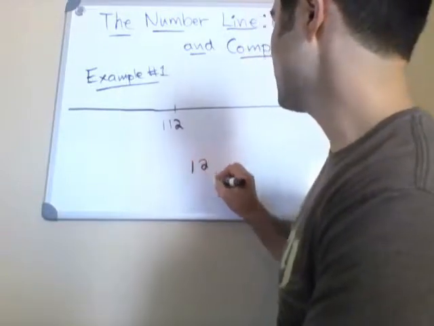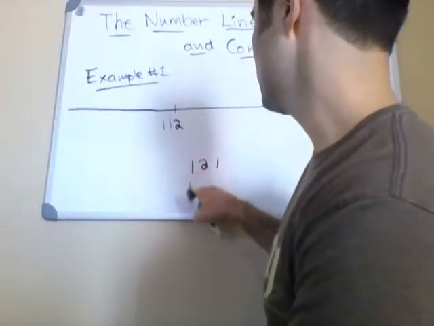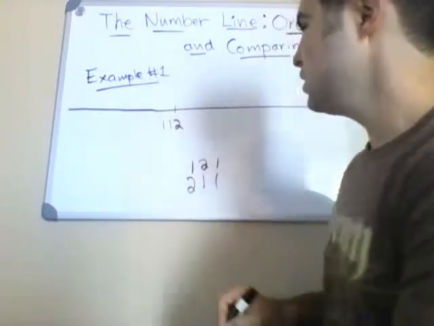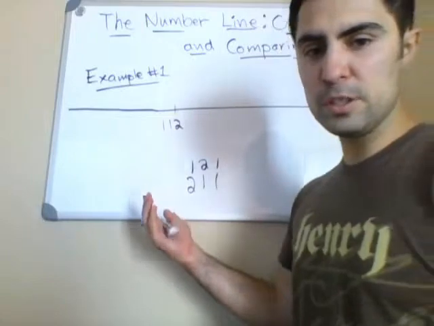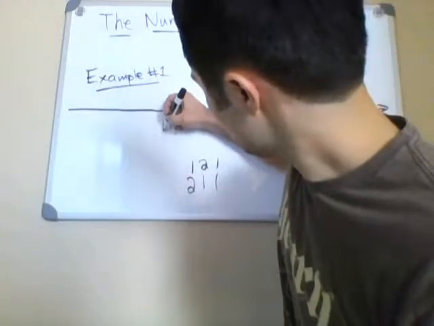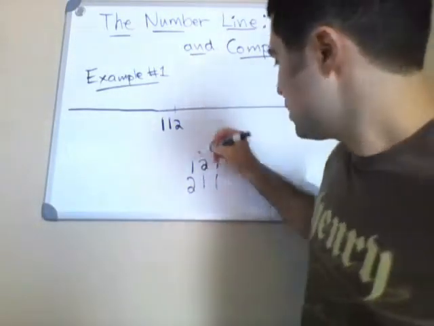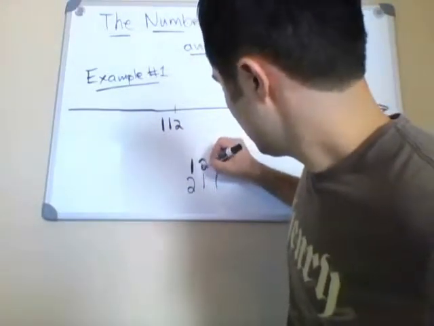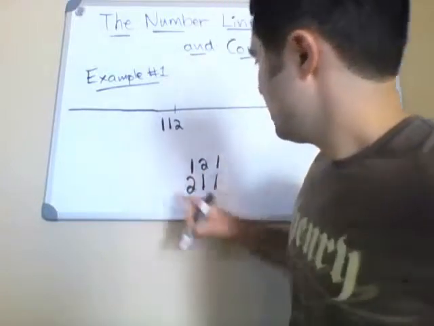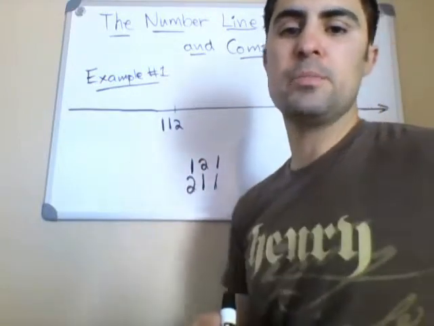Your book wants to know what's bigger, 121 or, if I can erase that, 211. So we basically have three numbers, or three digits. You can barely see that, huh? It's a little darker. And they want you to place these two numbers, 121 on the number line and 211. Basically, the 2 and the 1s, we have the same numbers, they're just in different places.